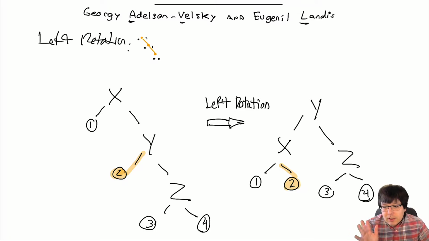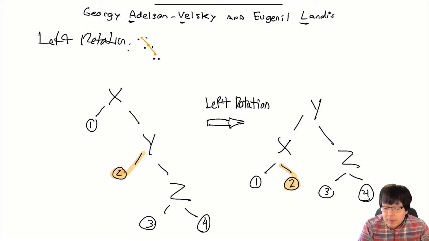The only one that gets moved around is a child of Y, the left child of Y. In this case, that gets its parent changed from y to x. So as you can see, it goes from being a left child of y to becoming a right child of x.